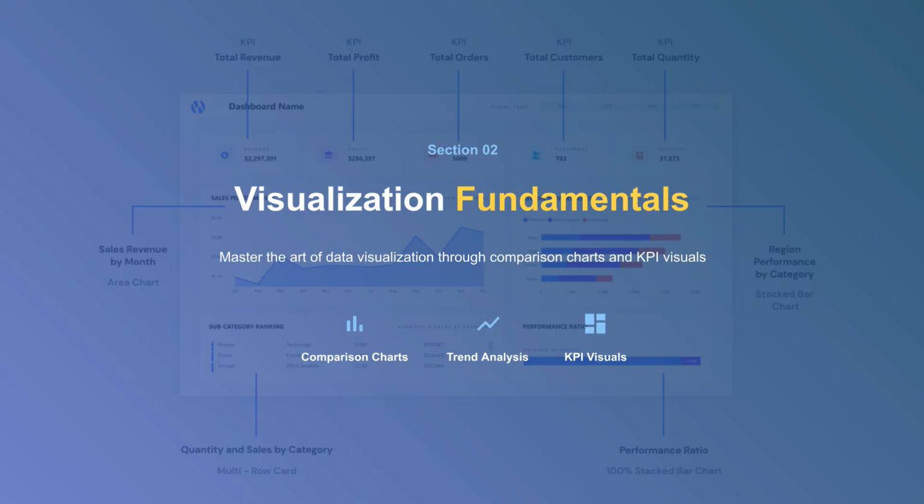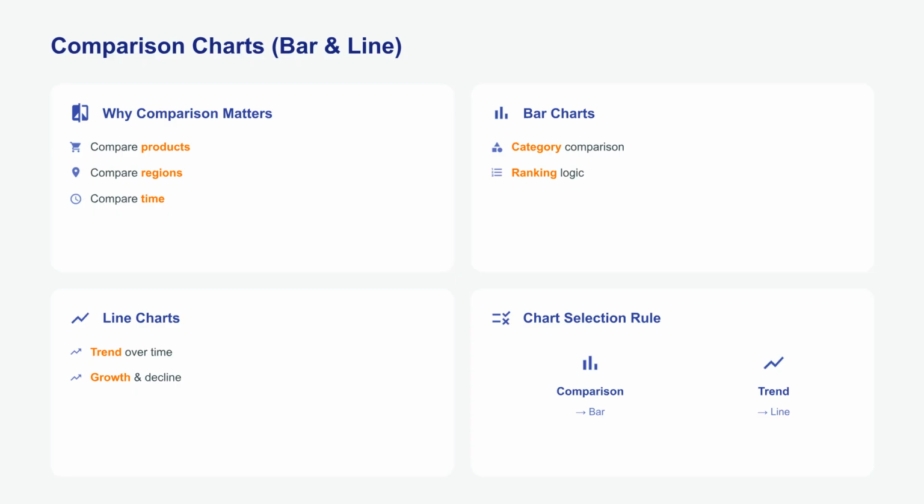Section 02 is visualization fundamentals. You will master the art of data visualization through comparison charts, trend analysis, and KPI visuals. Comparison charts are essential for comparing products, regions, or time. Use bar charts for categorical comparisons and line charts for trends, growth, and decline over time.